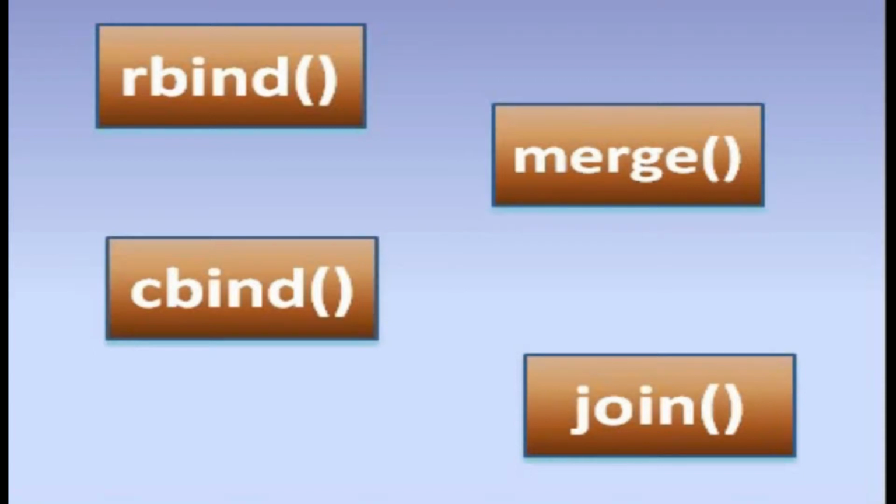Today, as you all know, we get information from different sources. So R provides the required information by combining different data sets together. So I'm going to discuss rbind, cbind, merge and join in this video.